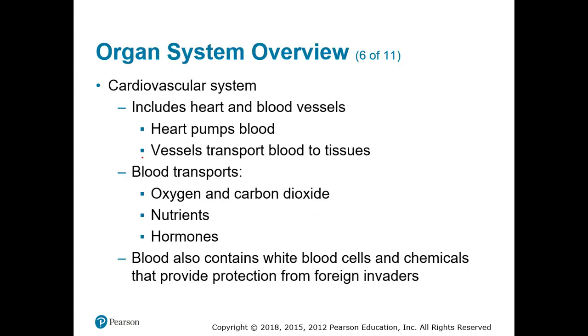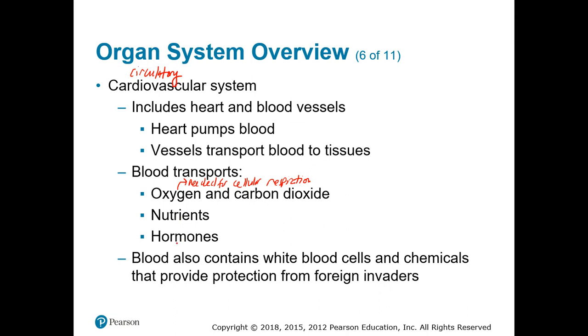The sixth one is your cardiovascular system. Sometimes this one is known as your circulatory system, depending on what textbook you read out of. This is going to be the body system that includes the heart and blood vessels. Your heart pumps the blood and it's transported through vessels to different parts of your body. Things that it transports are things like oxygen and carbon dioxide. Now remember, oxygen is needed for cellular respiration or to make energy. Nutrients from food are also transported, and even hormones.